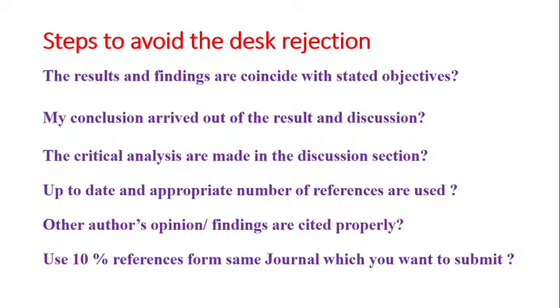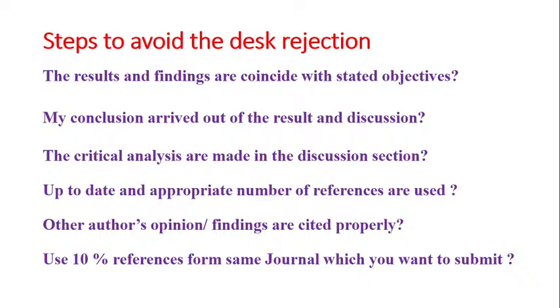And another one: other findings need to be cited properly, and use 10% of references from the same journal. For example, I am submitting a paper to the International Journal of Sustainable Manufacturing. I need to select 10% of references from that journal because that particular journal is more relevant to my paper and to the theme of the journal. So this is not mandatory. But if you are putting that, then it will be more attractive. So you are doing an update also.